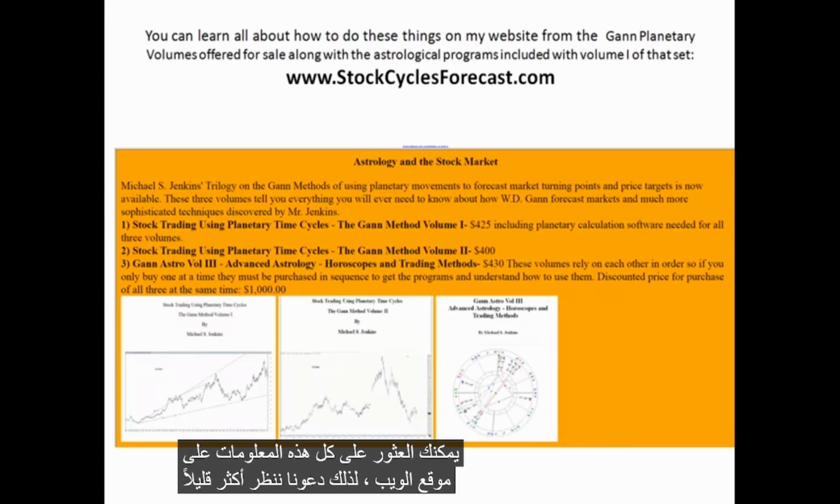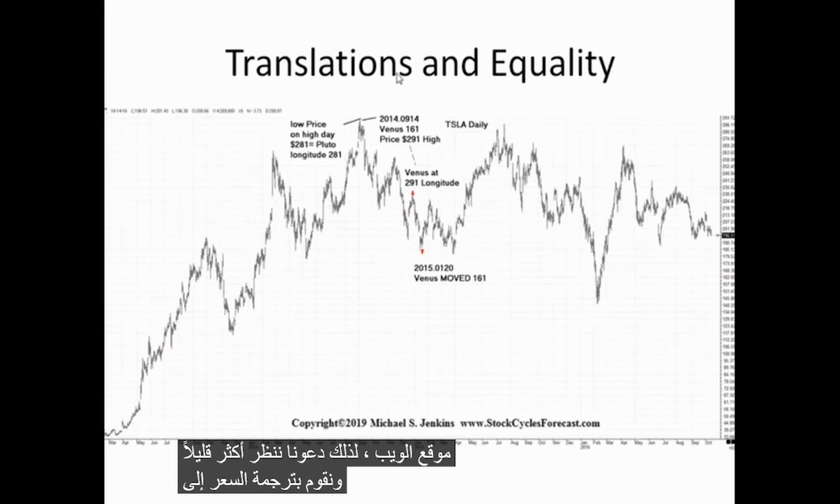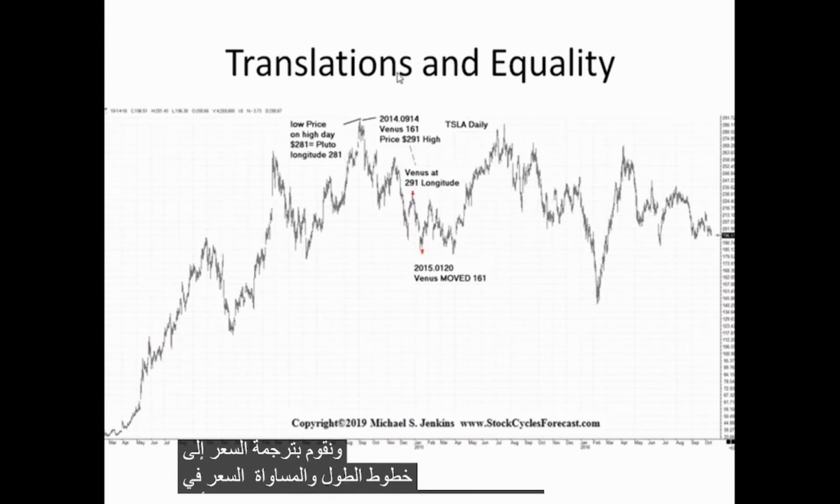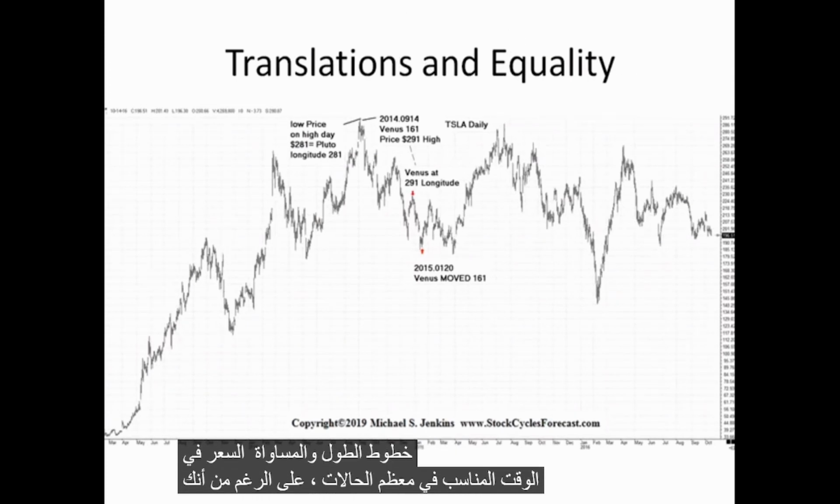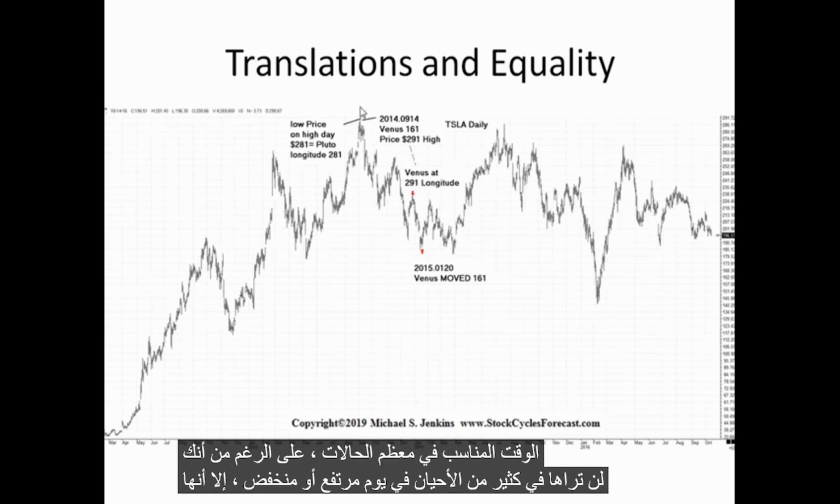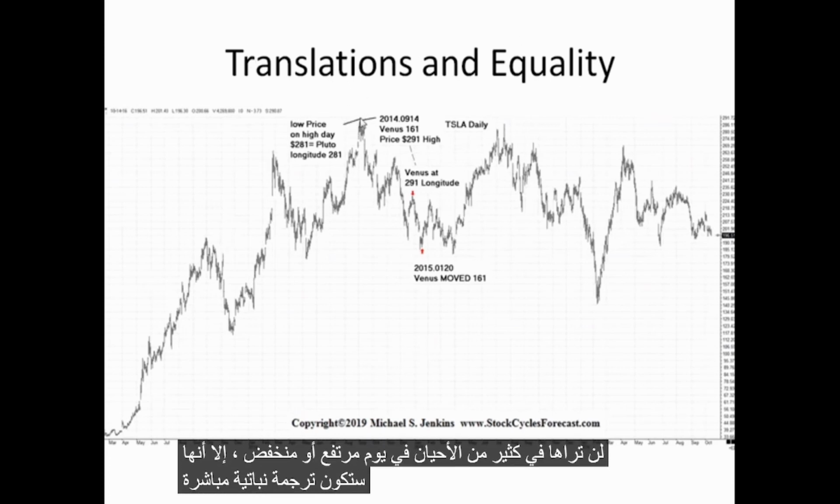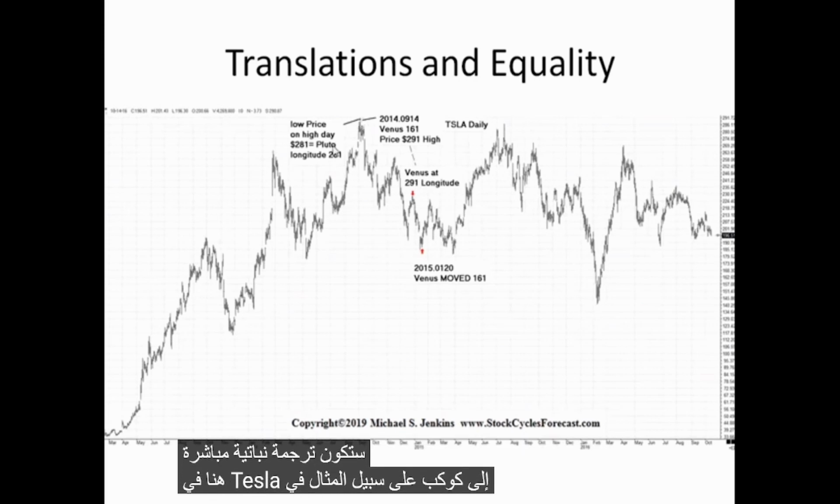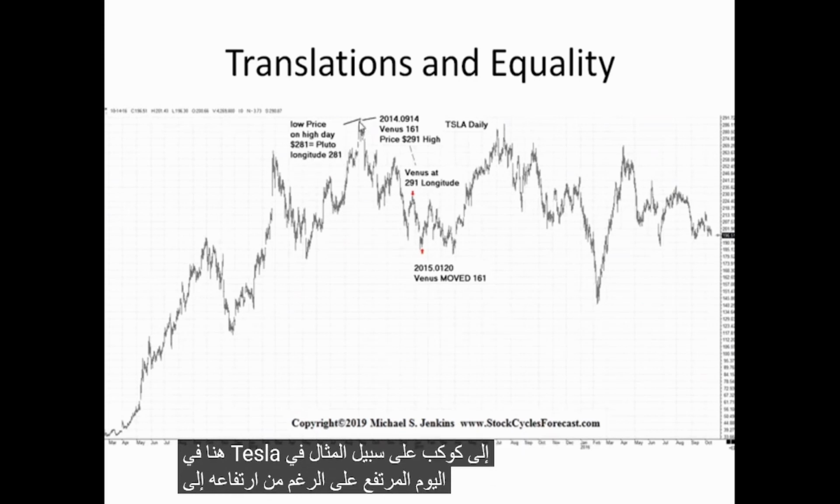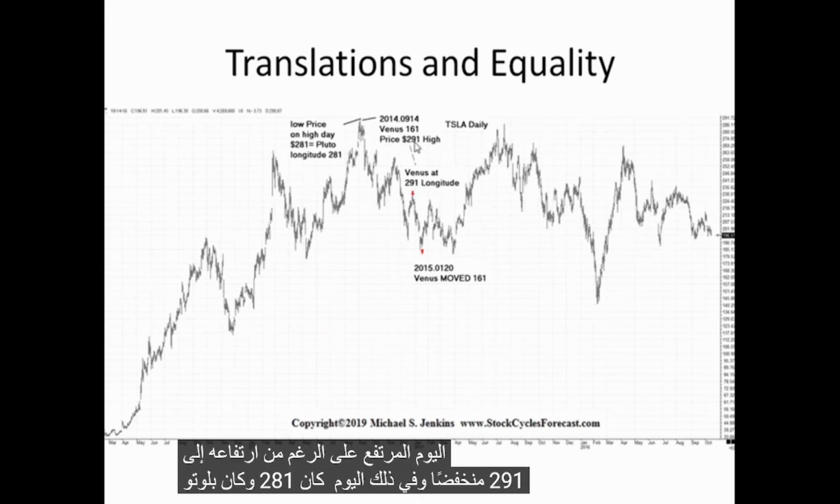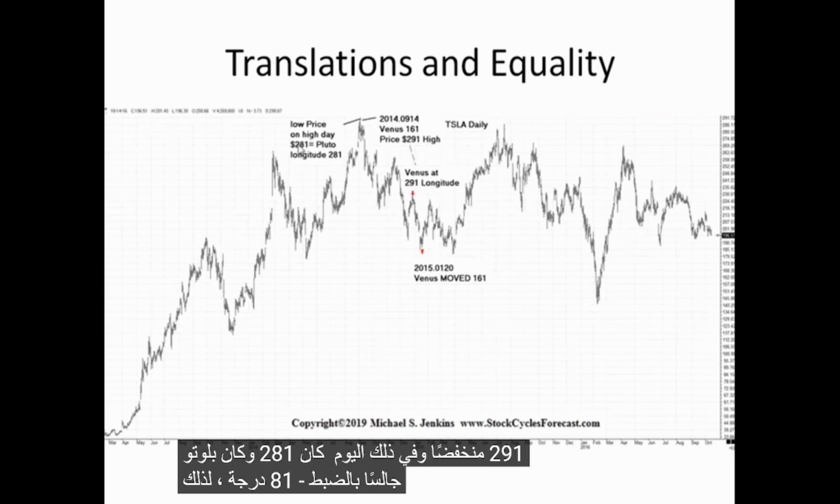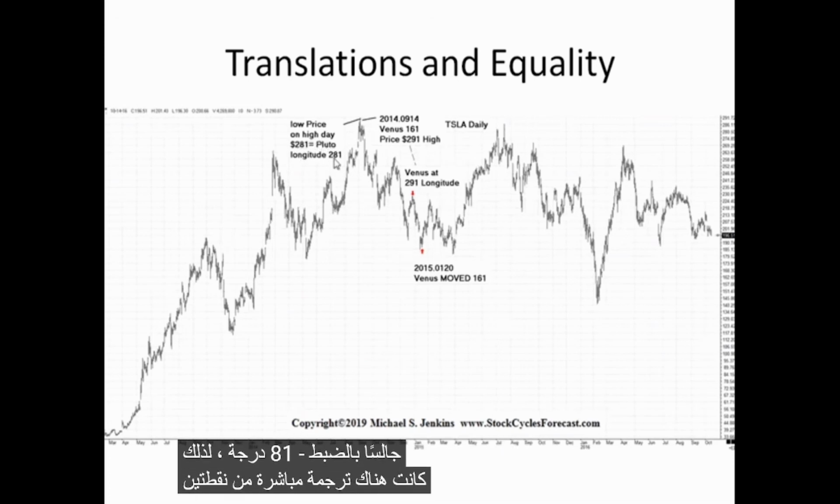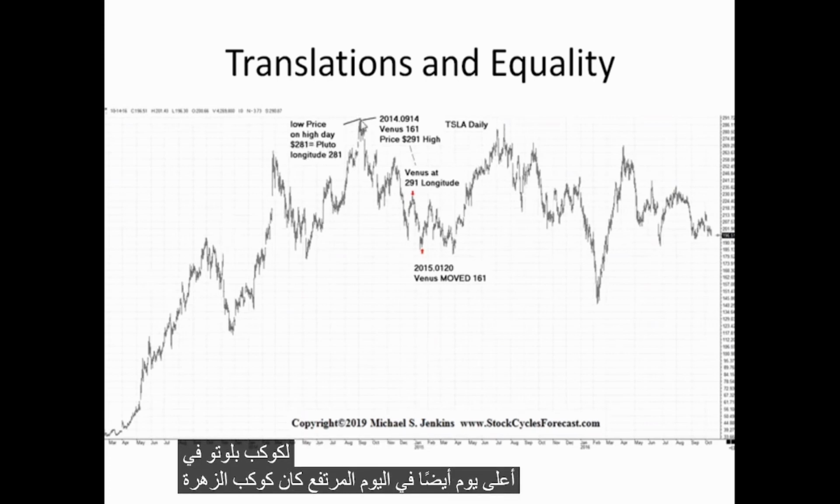So let's look a little more into this translation of price into longitudes and the equality of price and time. In most cases, although you often won't see it, on the high or low day, it would be a direct translation into a planet. For instance, on Tesla here, the high day, although it had a high of 291, the low on that day was 281. And Pluto was sitting at exactly 281 degrees. So there was a direct degree-to-point translation of the planet Pluto on the high day.